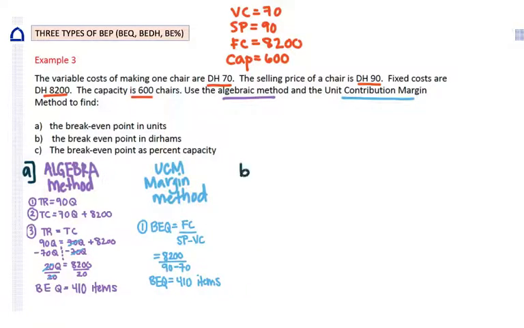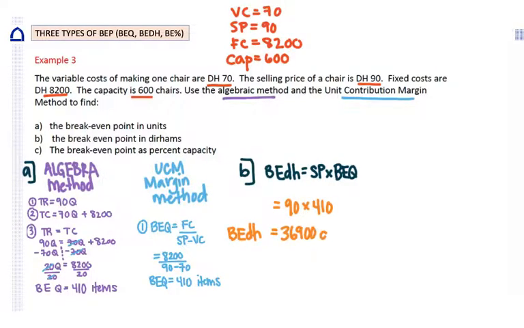Well, now when we answer part B, it's asking for the break-even point in dirhams. Now, whether we did the algebra method or the margin method, you find the break-even amount in dirhams the same way. You take the selling price times the break-even quantity that you just found. So in this case, we've got a selling price of 90. The break-even quantity is 410.